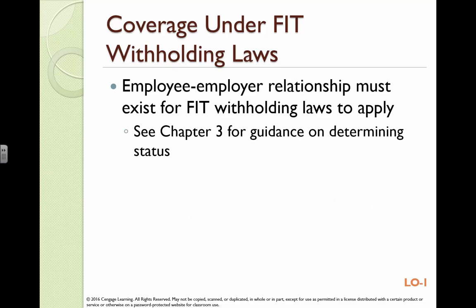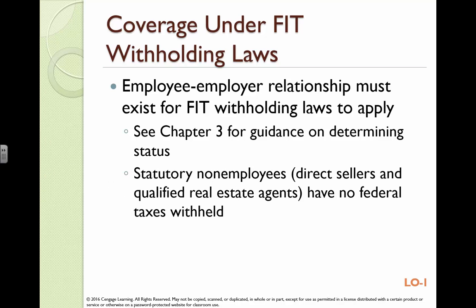Oh, and let's just go back one more time. What are the three categories I look at? Behavioral control, financial control, perceived relationship. Exactly, those are the three categories. That's why they're saying see Chapter 3. We've already talked about this.